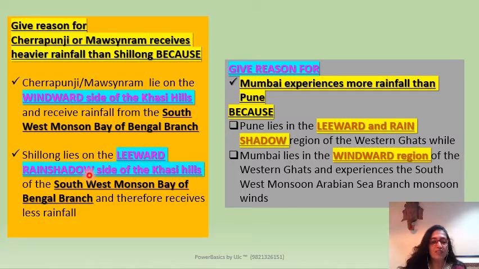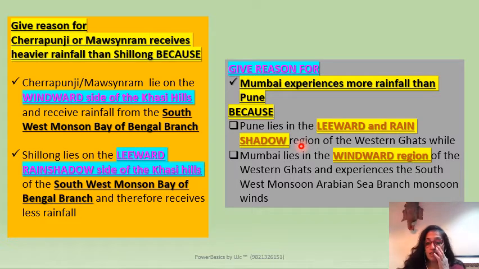Shillong lies on the leeward rain shadow side, on the other side of the Garo and Khasi Hills of the southwest monsoon Bay of Bengal branch. Therefore, it receives less rainfall. Mumbai experiences more rainfall than Pune. We know Mumbai is on the windward side of the Western Ghats and Pune is on the leeward side. Pune lies in the leeward and rain shadow.